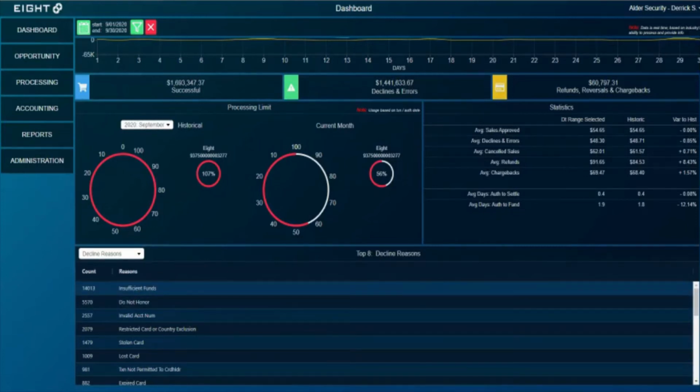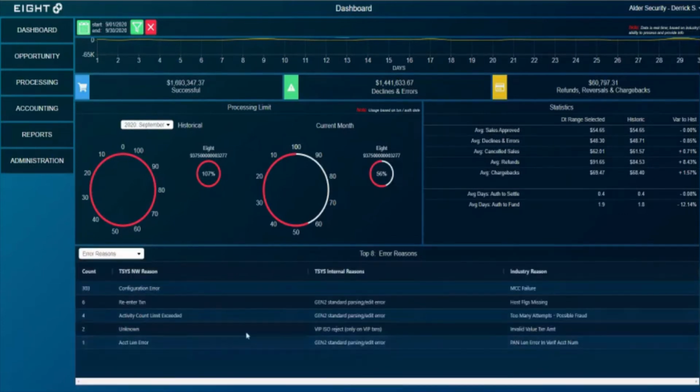So the card is valid. They just don't have funds to cover the purchase. When you start getting into these others, these are all invalid cards or cards that have to be fixed or replaced. So these are the easiest to deal with, and you want them to be the top reason for your decline. So this is actually a good stat for them amongst the bad.